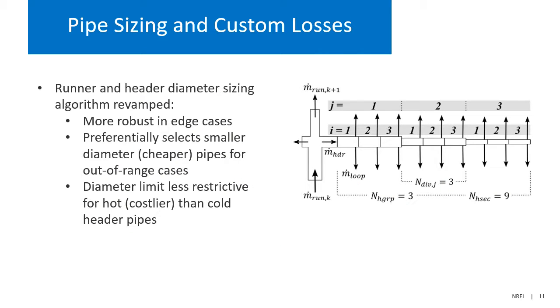These new parameters feed a completely new sizing algorithm that better handles edge cases and preferentially selects smaller diameter pipes when the smaller and larger options are equally out of range. The algorithm also allows more diameter changes for the hot or costlier pipes, sizing those first and stopping when it hits the user's selected limit on the number of total diameters.